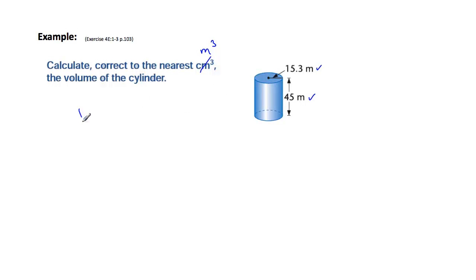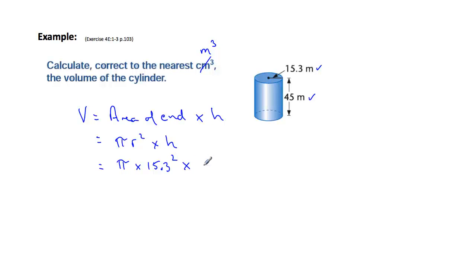We know that the volume is calculated by working out the area of the cross-sectional end, so the area of the end, and we times that by the height of the object. Now, the end is a circle, and we know that the area of a circle is pi r squared, and then of course our height is given. So let's substitute in our values. We'll leave pi as it is because we can get that from our calculator. The radius is 15.3, and we've got to square that radius, and our height is 45 meters.